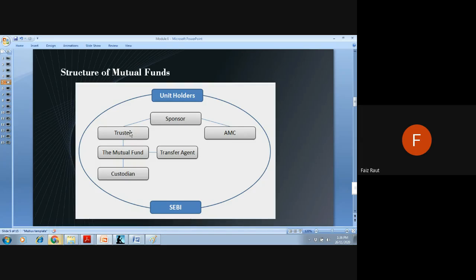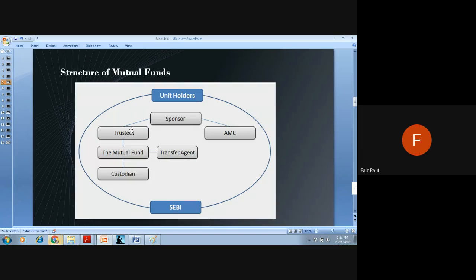Okay, the next is trustee. Trustee can be a company or a board of members, under the Indian Trust Act. They are just responsible for the compliance issues of the mutual fund. They will be very much interested in knowing whether the money which has been collected from the investors is being utilized properly or not.